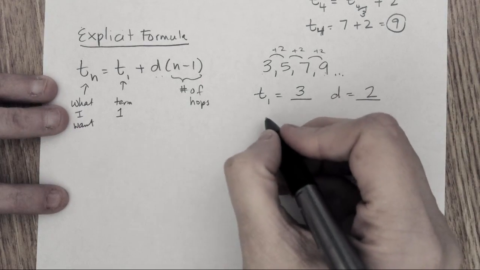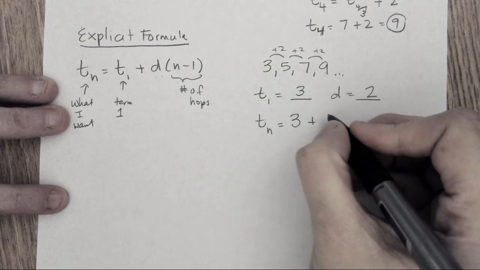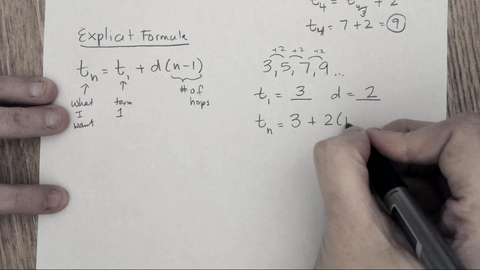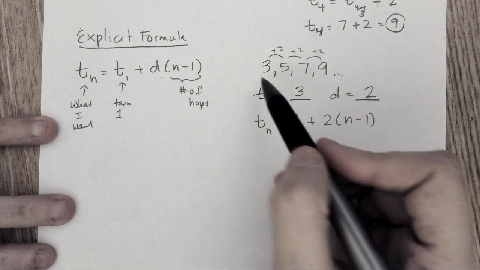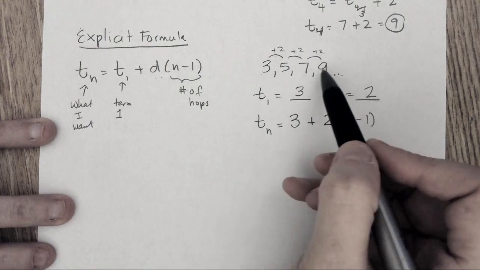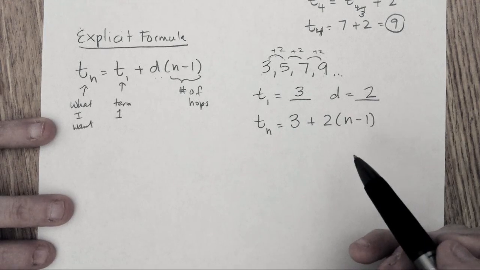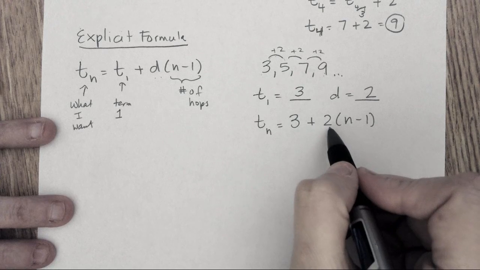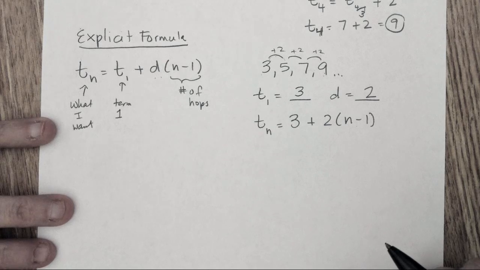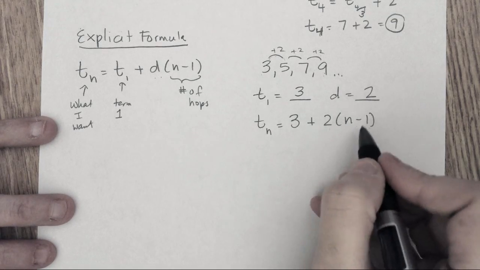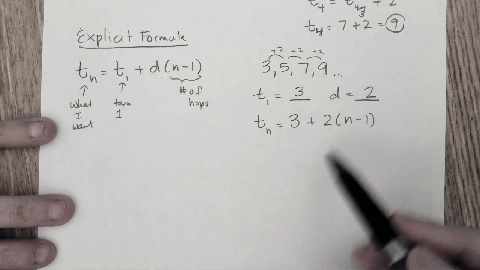So what this is saying is, the number I want, I'm going to start with the first term, and I'm going to add my difference 1 less than the term number. The reason for that is because to get from the first term to the fourth term, it takes me 1, 2, 3 hops. If I want to get from the first to the 20th term, I'm going to hop 19 times. So I'll take that difference and multiply it by 19. If I want to get to the 700th term, I only have to hop 699 times, so I'll take that difference times 699. Whatever number they ask me for, I just substitute in.